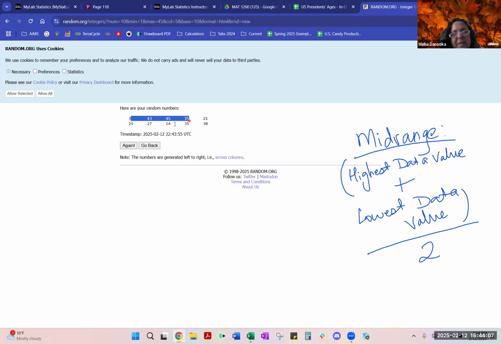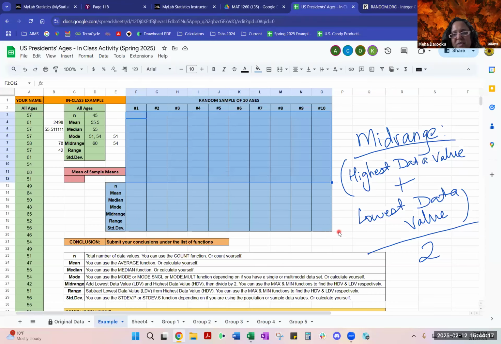So I'm just going to copy these over to my spreadsheet, so that I don't have to keep coming back to this page. And I'm just going to post it somewhere on the side.